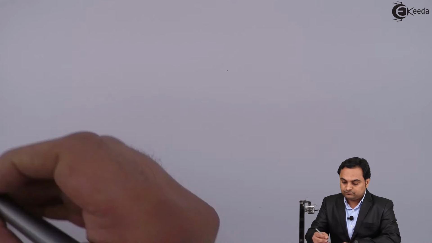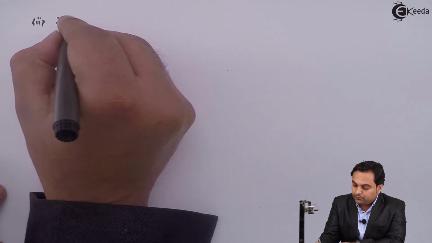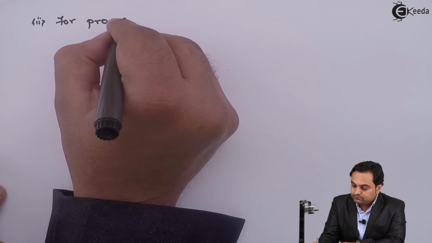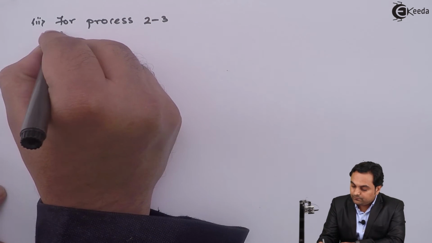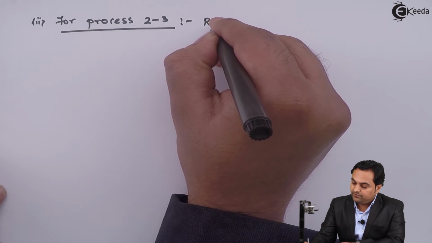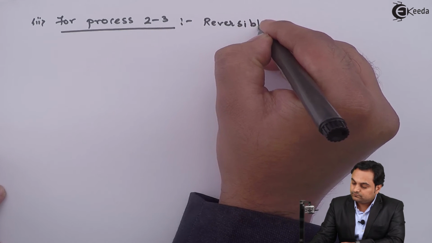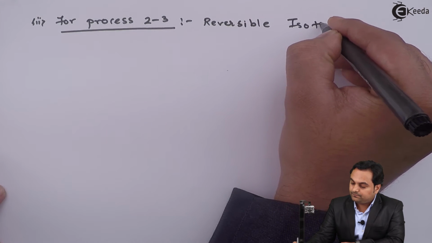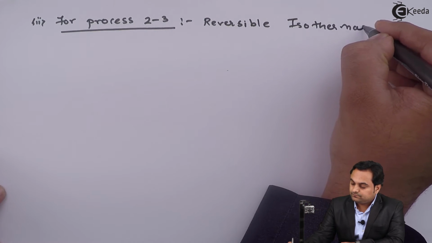the process 1 to 2, similarly, now I'll go for process 2 to 3. So I'll write down. Next is for process 2 to 3, which is a reversible isothermal process.